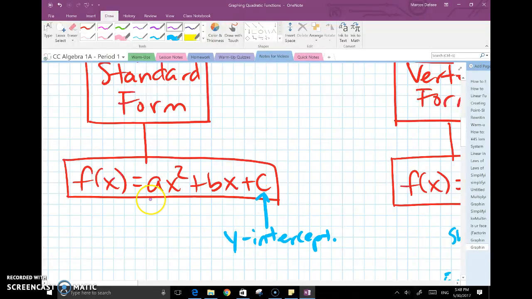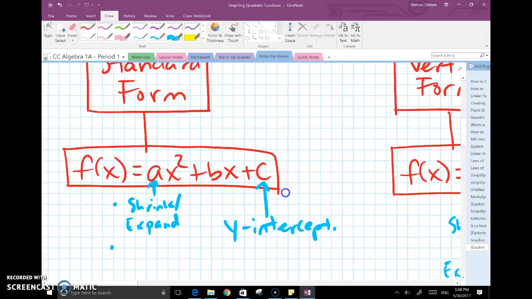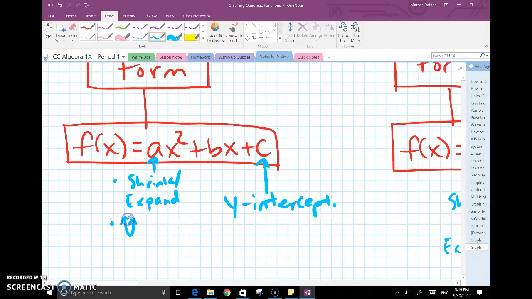The A also tells you about where it's going to be in terms of shrinkage or expansion. If it's going to be wide, it'll be a fraction, something between 0 and 1. Or if it's going to be really skinny, then it would be a number that is bigger than 1. And if it's exactly 1, then it'll be your typical parabola. So I have two pieces of information from here, and I'll go ahead and add this in. So this A value tells you shrinkage slash expansion. It also tells you whether it's going to be right side up or upside down, inverted.